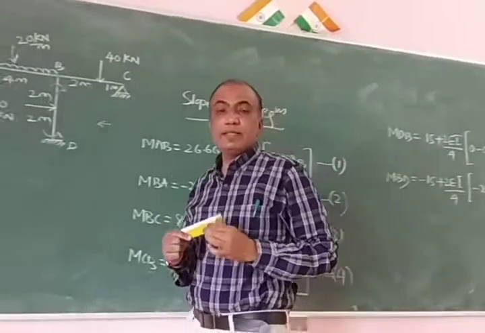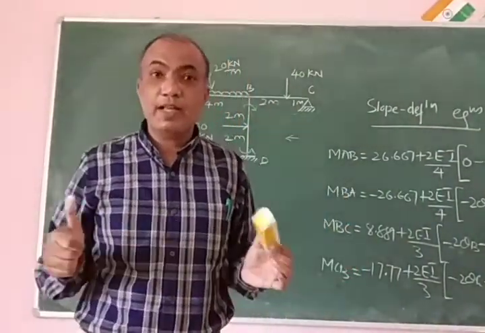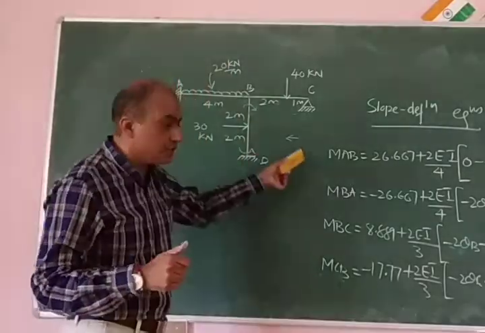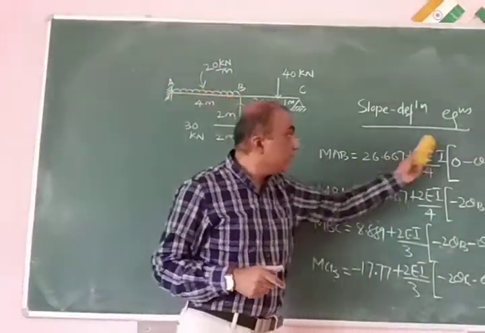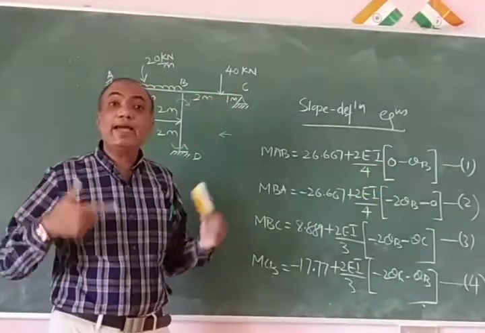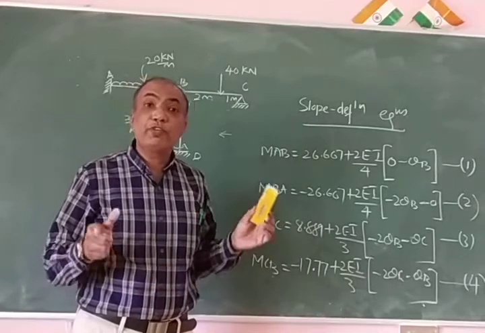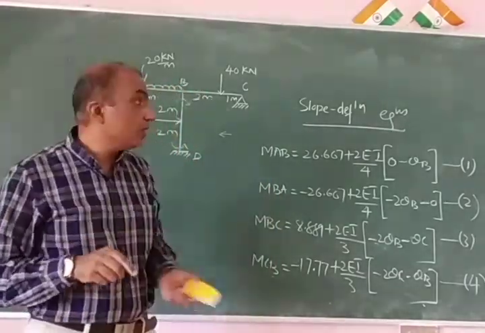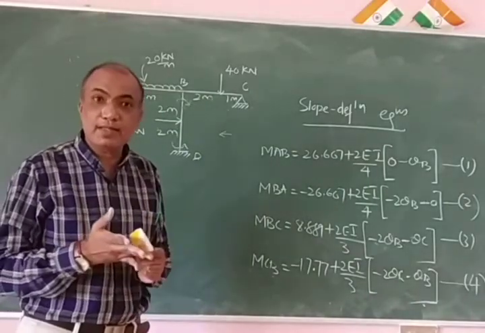And when we write 6 equations, you will understand that all the 6 equations contain how many unknowns? Look at all these 6 equations. They contain theta B and theta C. Or if you take an EI inside, the unknowns will be EI theta B and EI theta C. Now what you have to do? You have to formulate 2 conditions because the unknowns are 2. Which are those 2 unknowns? EI theta B, EI theta C.